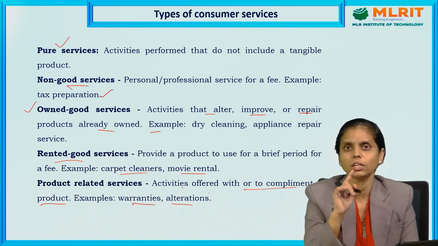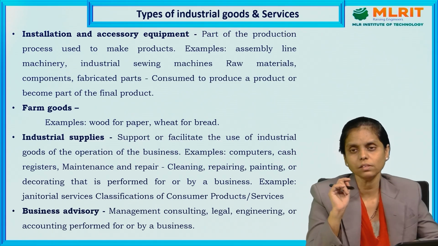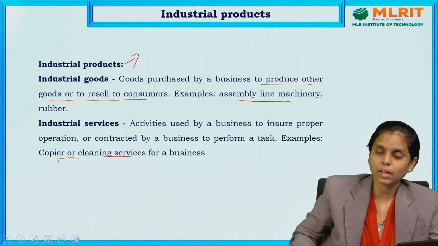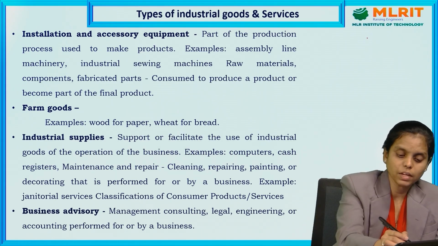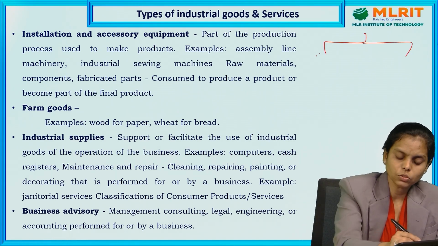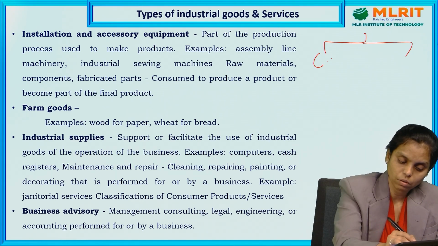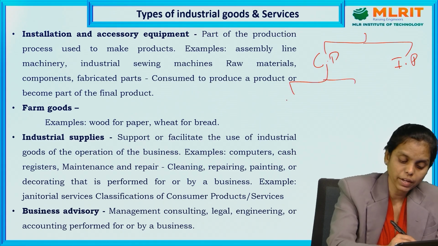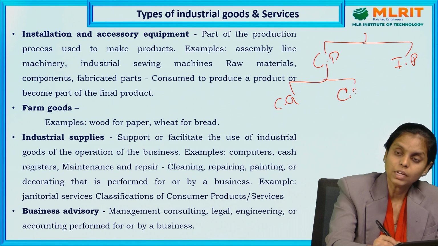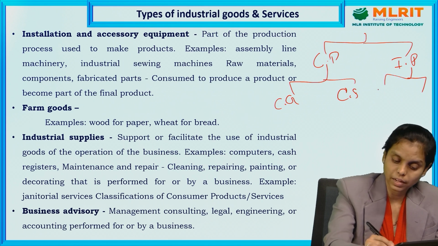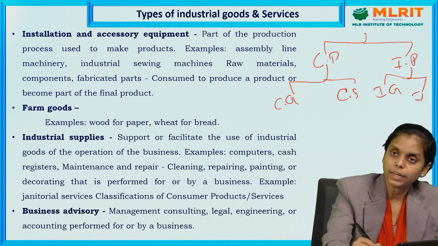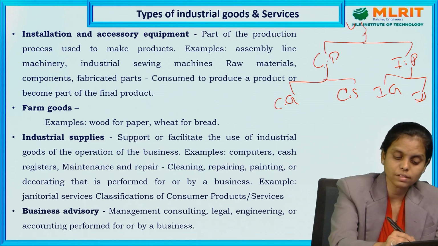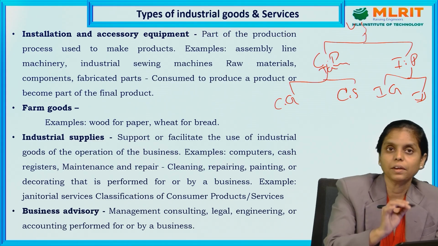Consumer goods, consumer services. Come to the next one, that is industrial goods and industrial services. As we said, products are of two types. See here, one is consumer products, the other is industrial products. Again here, consumer products: consumer goods, consumer services; industrial products: again industrial goods and industrial services. This is the classification based upon the user. The previous classification is based upon the tangibility that we have.